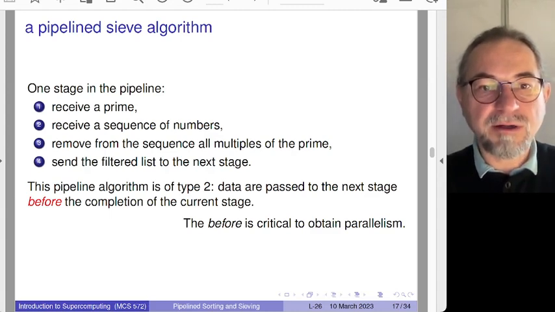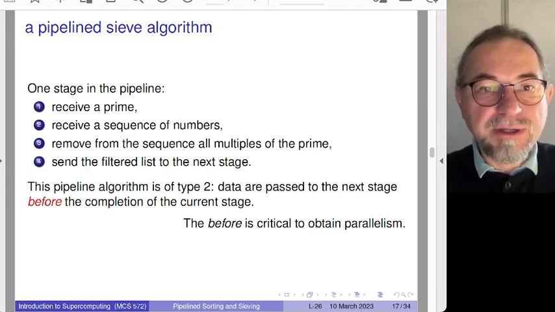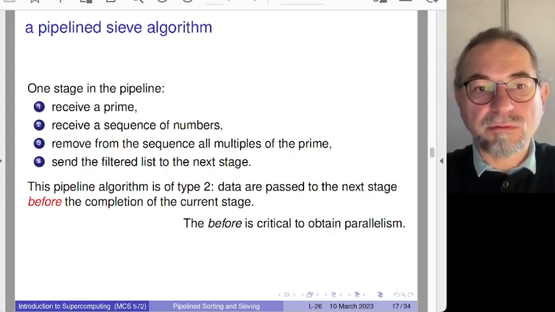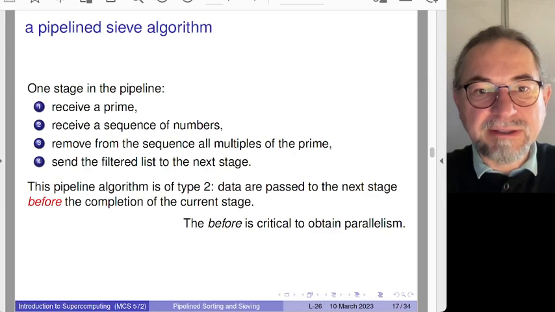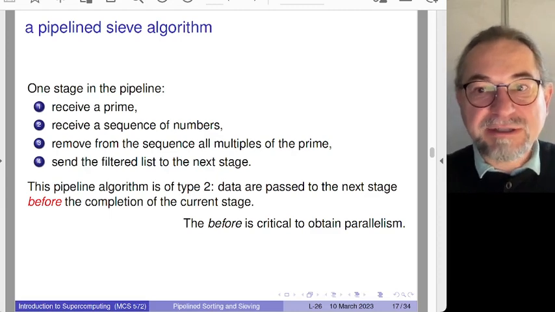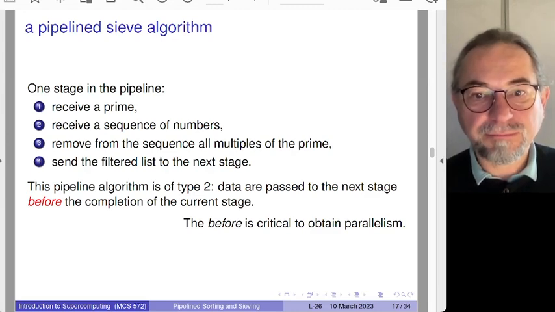So we have the type 2. We receive a prime, we also receive a sequence of numbers, and we remove all multiples from the sequence. And then the filtered list is sent to the next stage. So it's type 2, and not pipe 2, it's type 2. We can actually already send data through before the completion of the current stage.